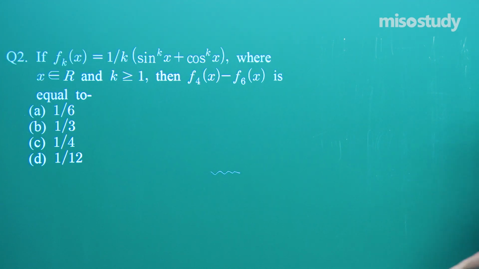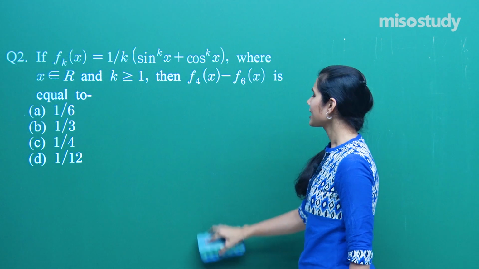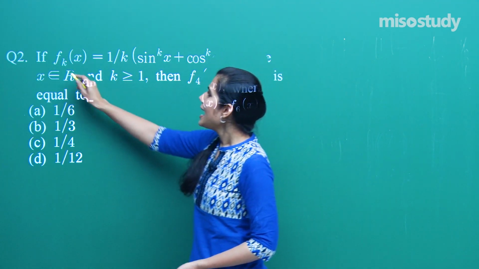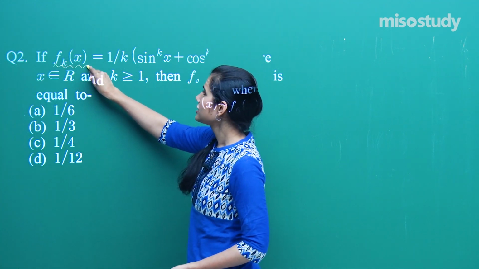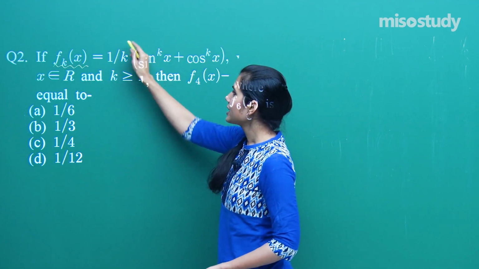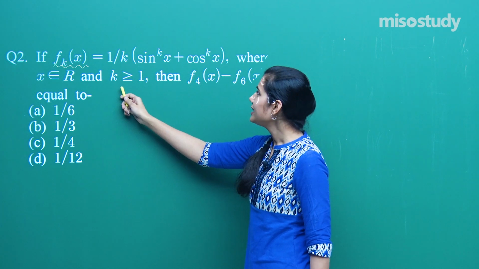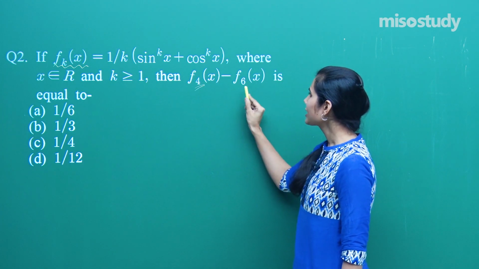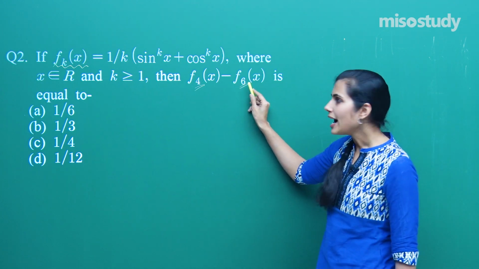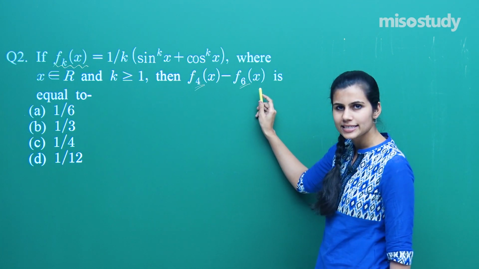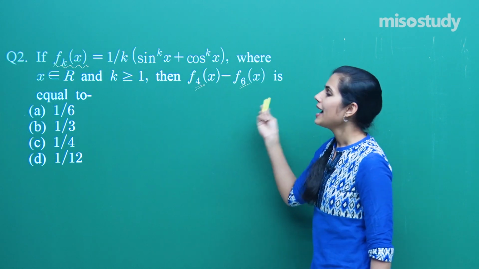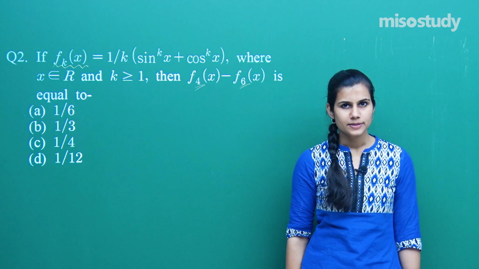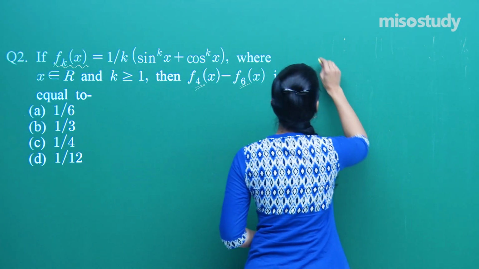What is the question trying to say in this second part? It is trying to give you the value of f_k(x) as this particular expression for k greater than or equal to 1. Then for k equal to 4 and for k equal to 6, we have to find f_4(x) and f_6(x) and subtract them and obtain the value and see which of the values are the correct ones. Let's start with this.